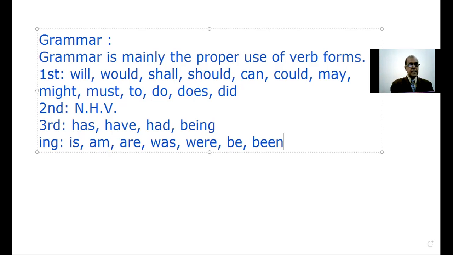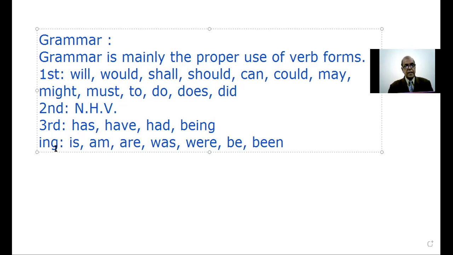Be needs one helping verb before it. Be is the verb form, so it fits here. Will be, would be, shall be, should be, can be, could be, may be, might be, must be. And after be, you use ing form if it is an active voice sentence. For example, he will be reading a newspaper. I would be telling you a story. He shall be coming, or we should be going, or I can be reading. You see, be fits here, and after be we use ing form.